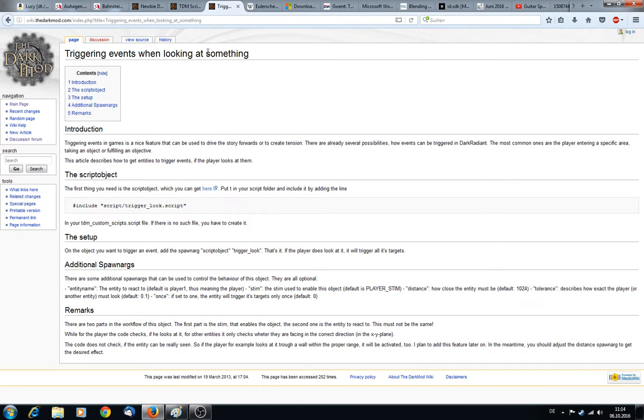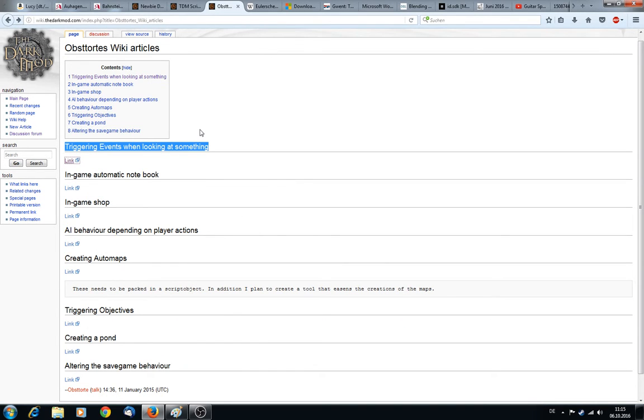So this is the wiki article about the script, and as you can see here, it says what you have to do. You have to create a certain text file and include this line here, and then you have to set a spawn arg on the entity that should react to the player if the player looks at this entity, and then you can set some spawn args, and that's it. So overall, it's a pretty easy setup, and people can use it pretty easily if they really want to achieve this effect. But what Aosis wants is something that is quite similar, but which needs some changes actually.